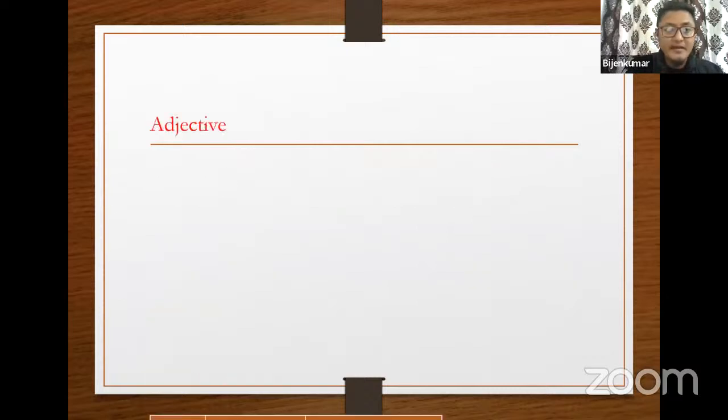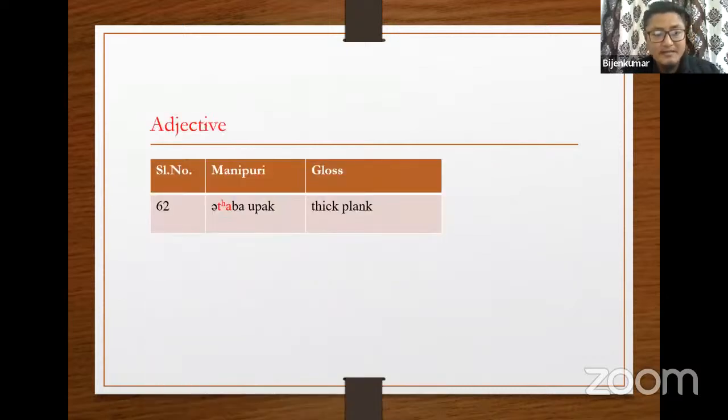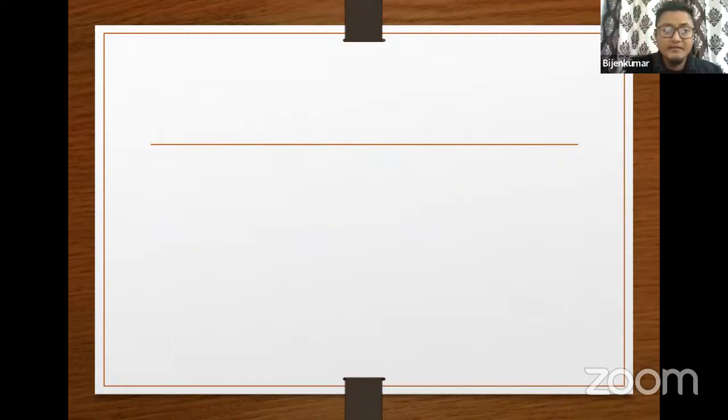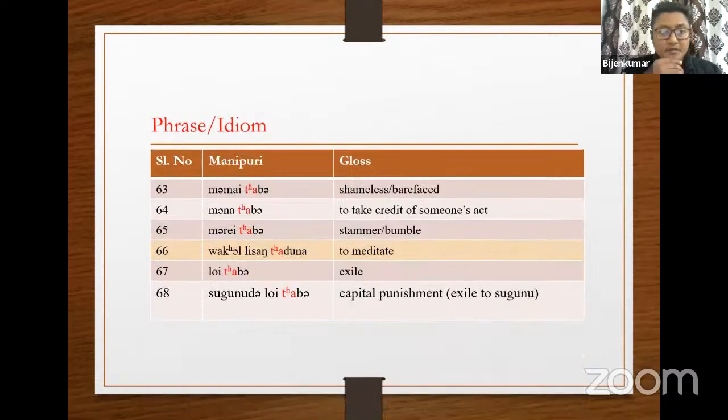And as an adjective as well, this is one of the examples we are able to find as of now. Thaba Upak means thick tank. Thaba means thick and upak is the tank. Now here, this atha which we found as an adjective, we are not in a position to establish any other example that we can claim as an adjective. Yes, this is what I was telling.